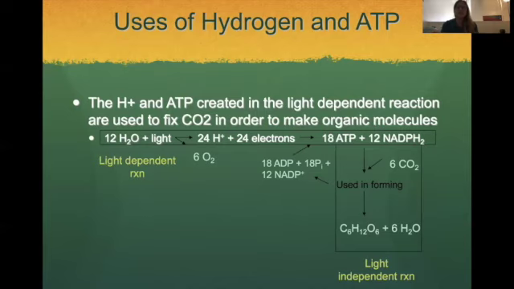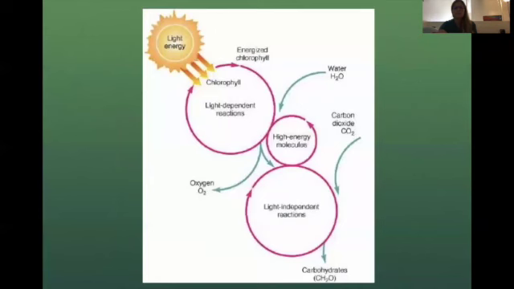The hydrogen and ATP created in the light-dependent reaction are used to fix carbon dioxide in the light-independent reaction. And so this top bar is your light-dependent reaction. So you have 12 waters plus light going to 24 hydrogen ions, 24 electrons, which then go to 18 ATP and 12 NADPH. This ATP and NADPH are then utilized in the light-independent reaction with carbon dioxide to make sugar and water. Here it is again in just another pictorial form.